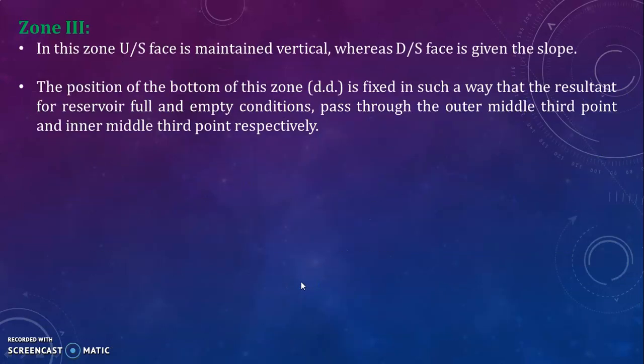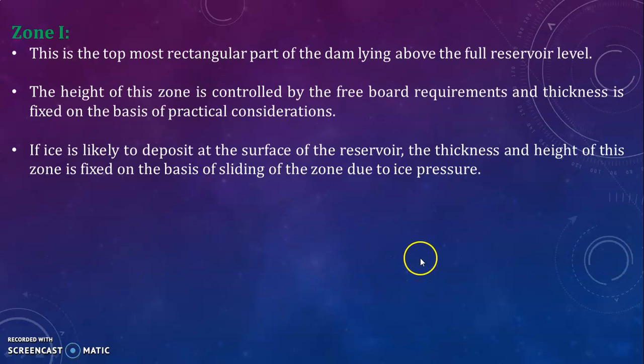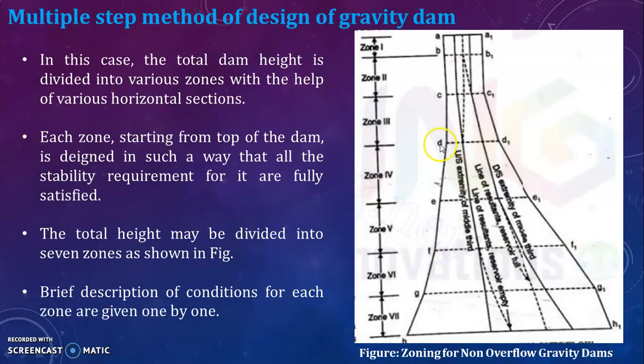Zone 3. In this zone, the upstream face is maintained vertical, whereas the downstream face is given a slope. The position of the bottom of this zone, that is the bottom DD, is fixed in such a way that the resultant for reservoir full and empty conditions passes through the outer middle third point and inner middle third point respectively.